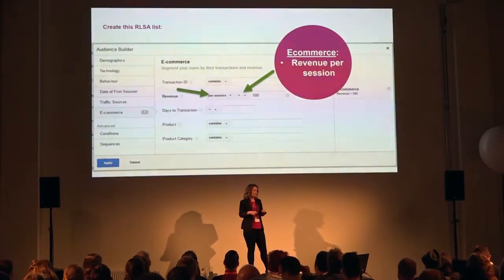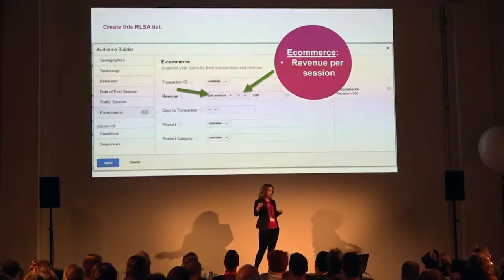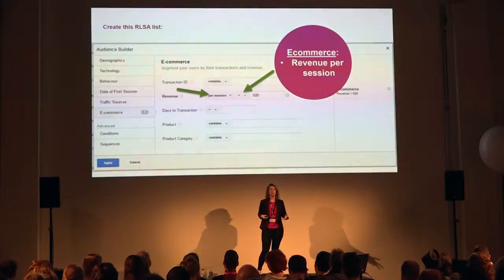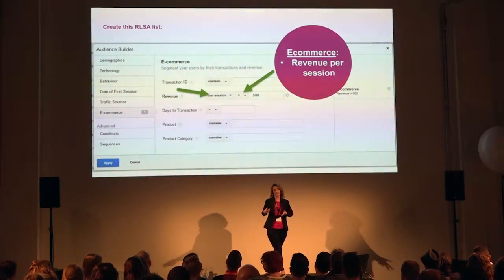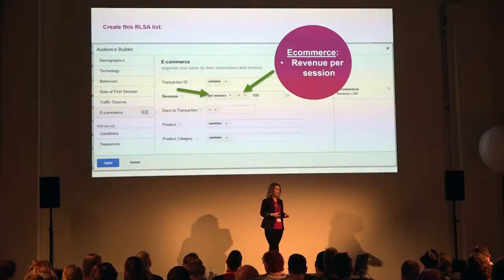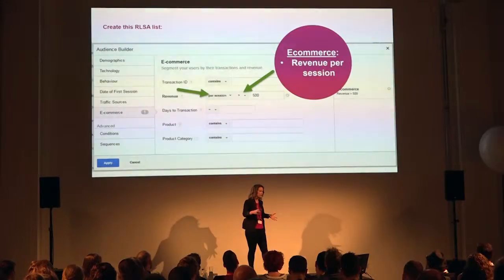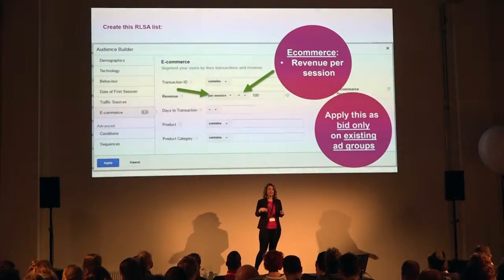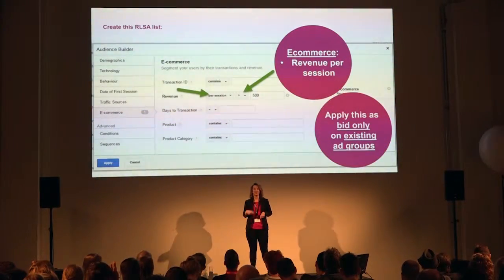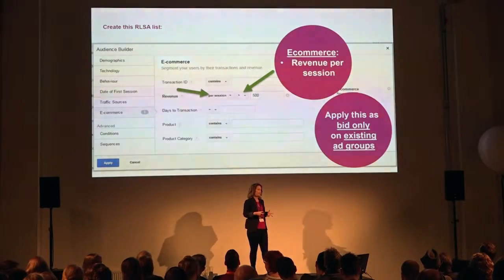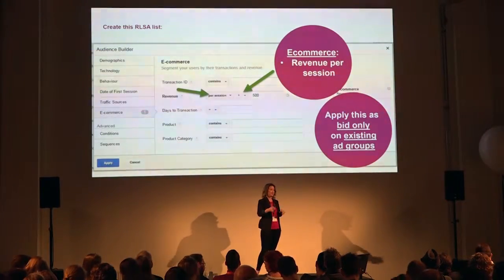To set up this list, you say revenue per session is more than 500, or whatever you consider to be a high average order value for your particular business. Obviously, if you're selling holidays, it's going to be a lot more than that. If you're selling shoes, it's going to be a lot less. And this, again, you would apply as a bid-only list. So you're just adjusting your bids if this person is on your remarketing list and they're searching.